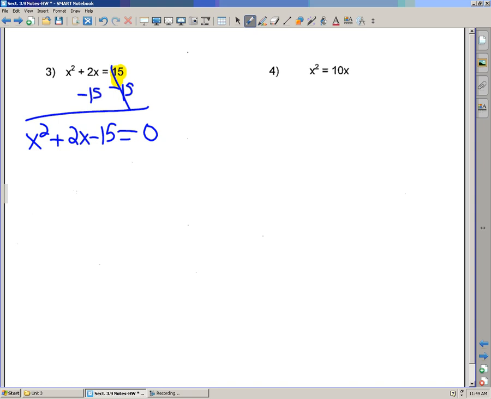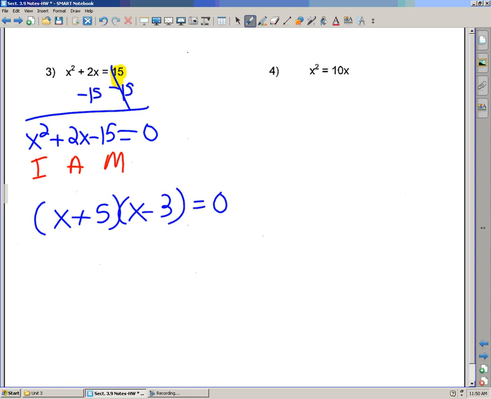It's got 3 terms. There is no GCF, so it must be IM. So if I think of 2 numbers that add to 2 and multiply to negative 15, I know my signs have to be different. 5 and 3 are the numbers that I want, but to add to a positive 2, you want x plus 5, x minus 3 equal to 0. Those are your 2 factors.